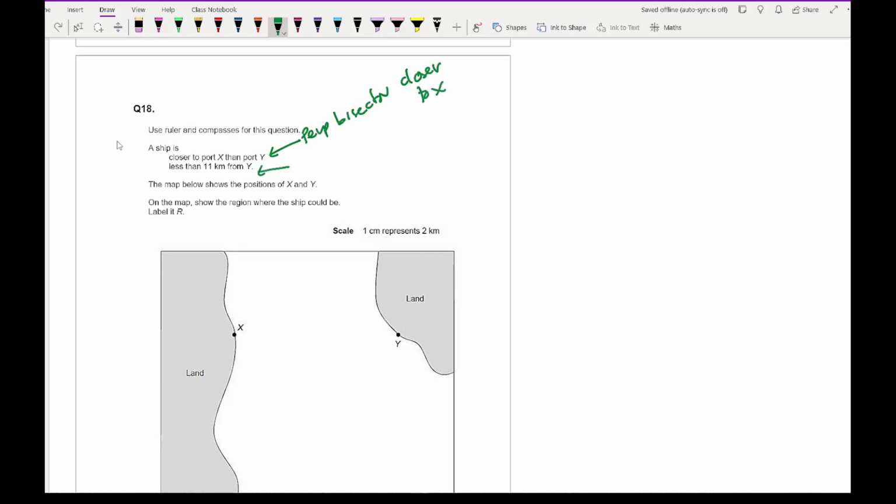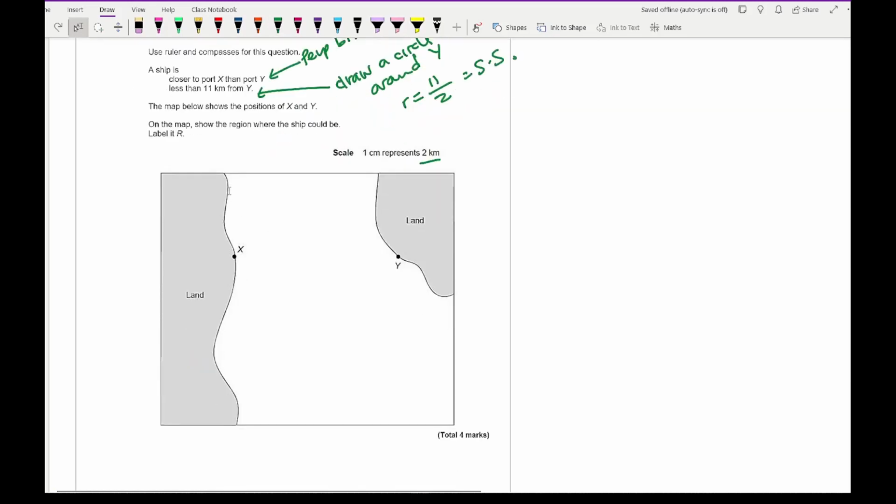And for this one we want to draw a circle around Y with a radius of 11 divided by 2, so that's 5.5. So what your diagram should look like is if we just draw a perpendicular line through those 2 points, and I'm just going to guess that it's like so. And again, make sure that you do include your arcs.